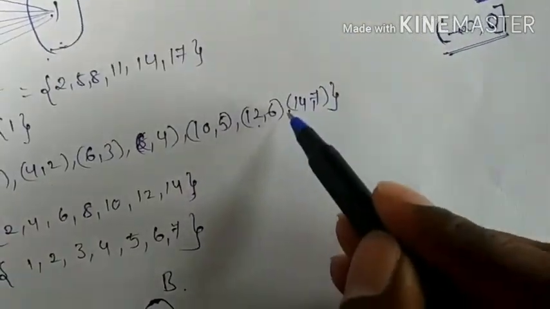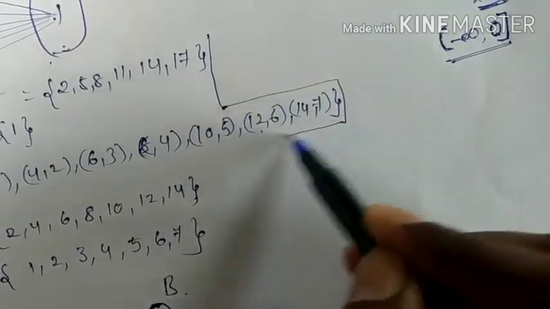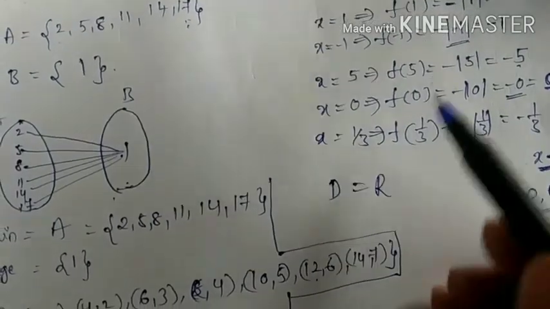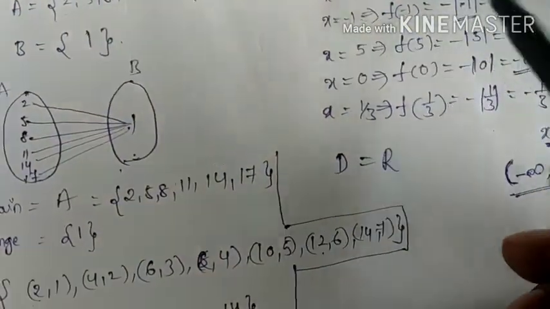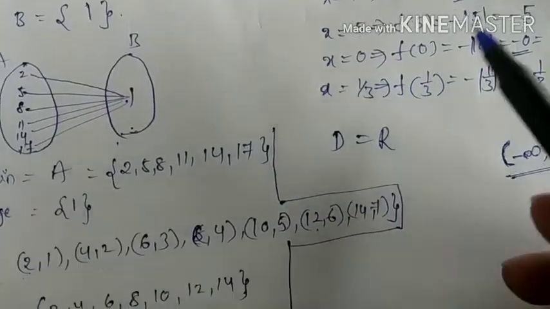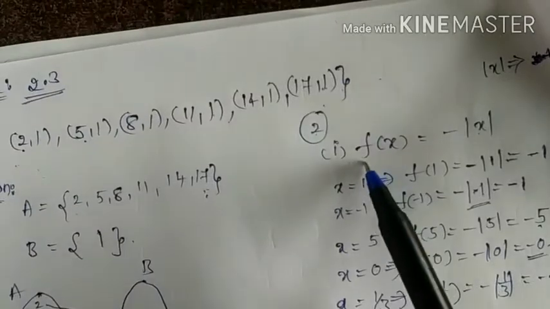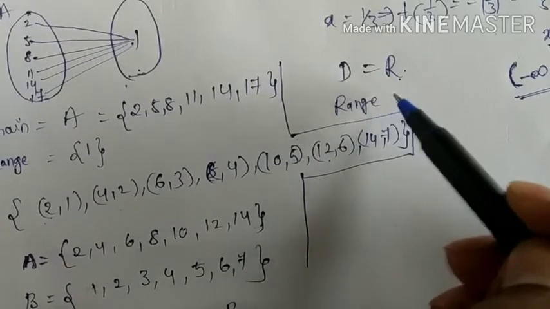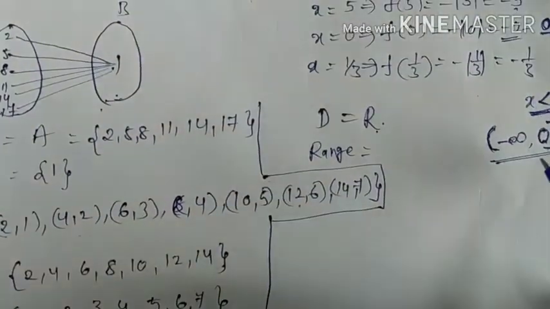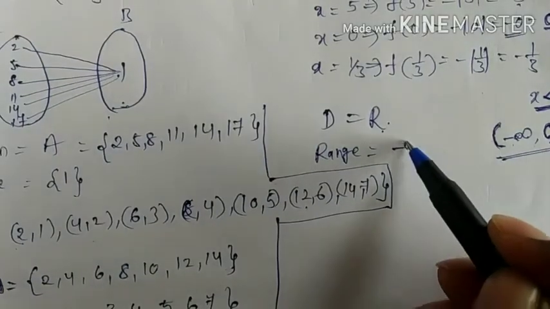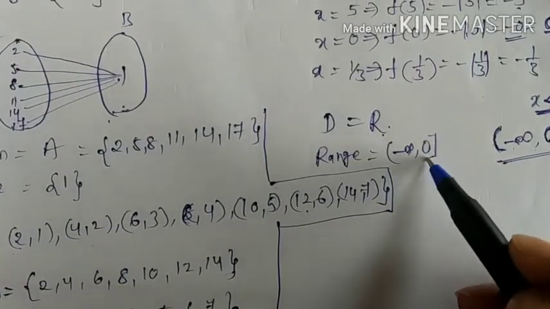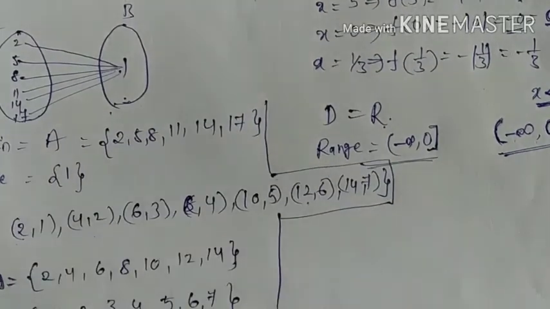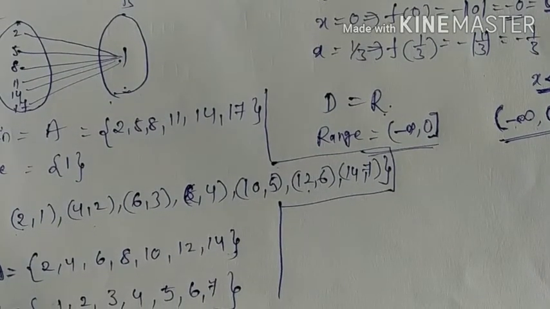So you can write the domain of this function f of x is equal to R, because we have taken positive values, negative values and fractions, everything. So that's why the domain of this function f of x is equal to R, and the range of this function is what we got with these inputs, just minus infinity comma 0. So this is the range of the given function. In this way you have to calculate the range and domain of the given functions.